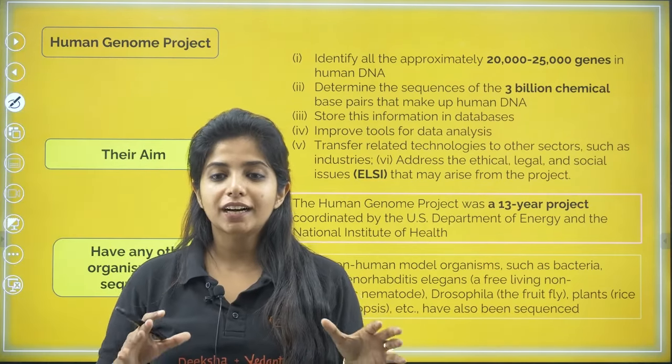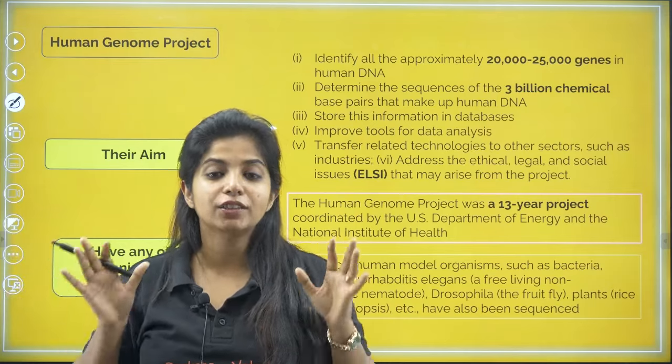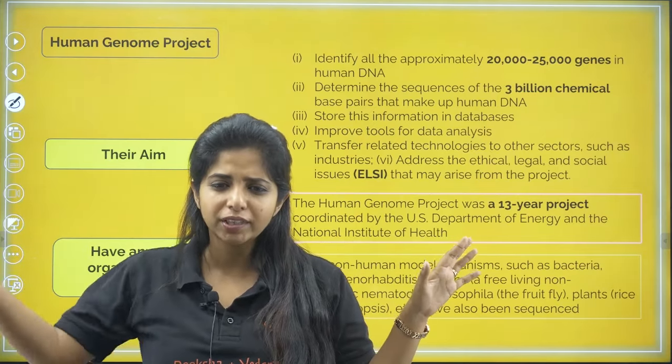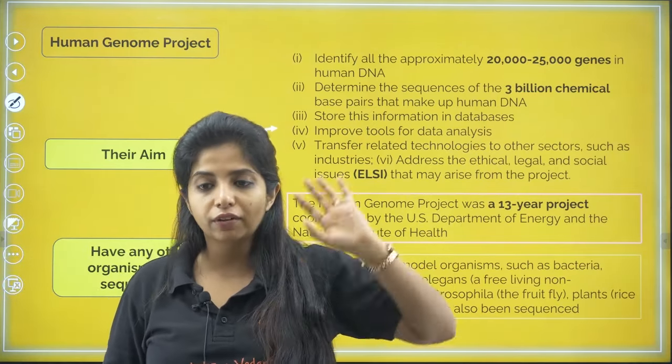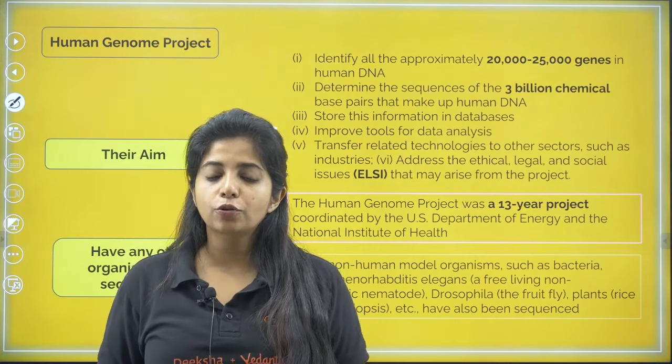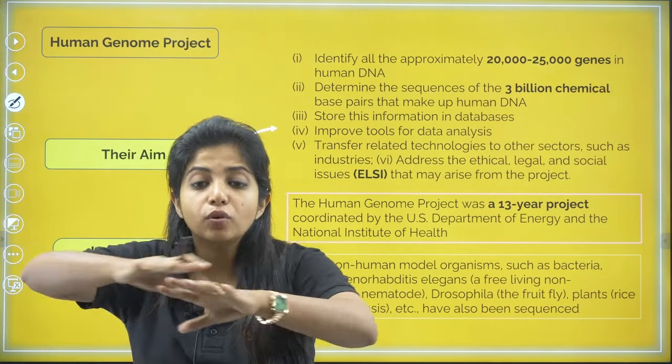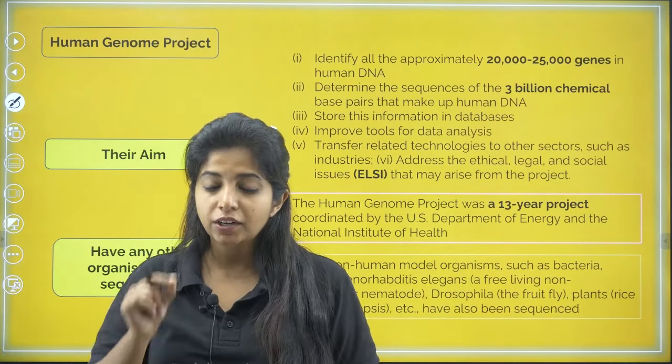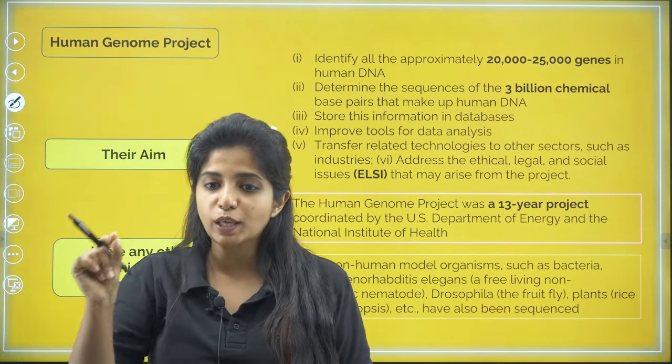To actually find all the genes out there in the human DNA, all the genes. Almost 30,000 were there, but over here 20 to 25,000 is being written. Now after that, they just didn't limit to that. They wanted to see all the base pairs of the whole genome, my dear children. Determine the sequence of the 3 billion chemical base pairs out there.